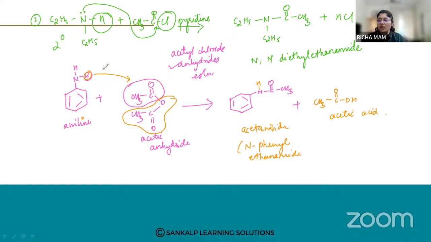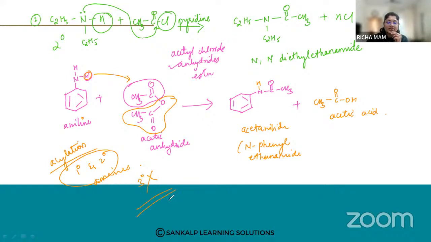So what we have seen is that only primary and secondary amines will undergo this acylation reaction. Tertiary amines will not undergo it. Why? What is the reason why tertiary amines will not undergo this acylation reaction?